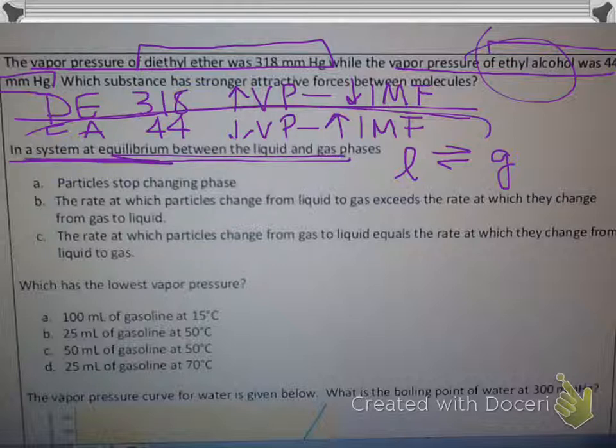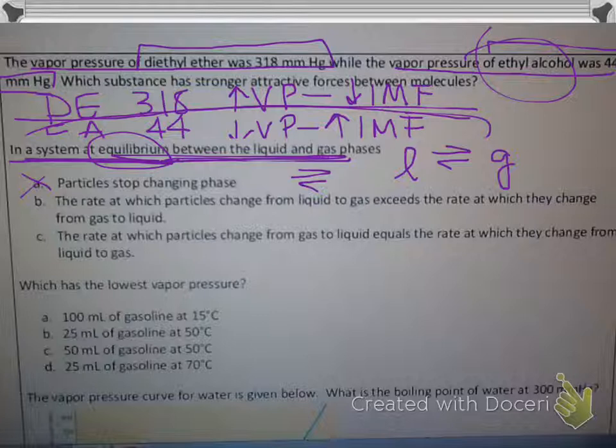So a system is in equilibrium between the liquid and gas phases. Which of these is true if they're at equilibrium? A, the particles stop changing phases. Is that what this arrow means? That the particles stop changing phases? I think if the particles stopped changing phases, we would put an X through that arrow, wouldn't we? No, that's not true. A is not correct. Particles maintain in equilibrium. The phase changes just occur at equal rates, so you don't notice a net difference. So A is not correct.